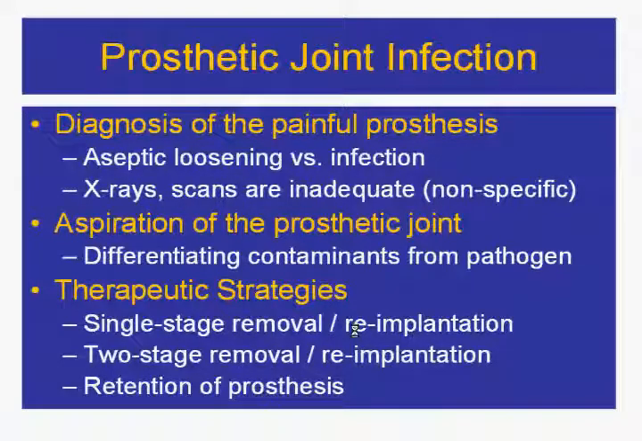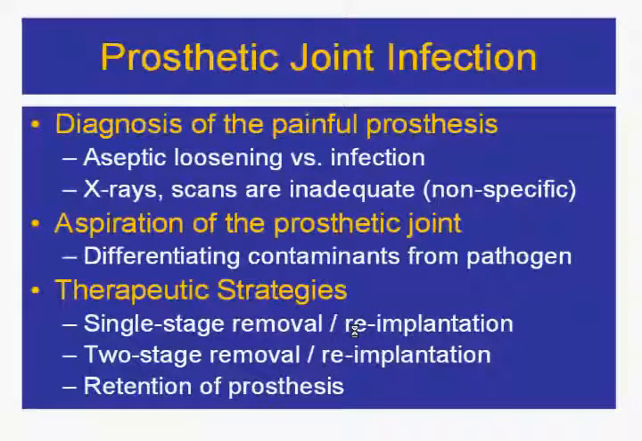X-rays and scans are inadequate because they're nonspecific, and you're really reliant on showing that there's an organism present, and that's done before the surgery. It's done by aspirating the prosthetic joint, and then depending upon what you grow out, you can then consider that to be diagnostic or not. So a negative culture doesn't mean the patient doesn't have infection, because we're assuming that there's communication between the infective site and the joint fluid, which may not be the case.